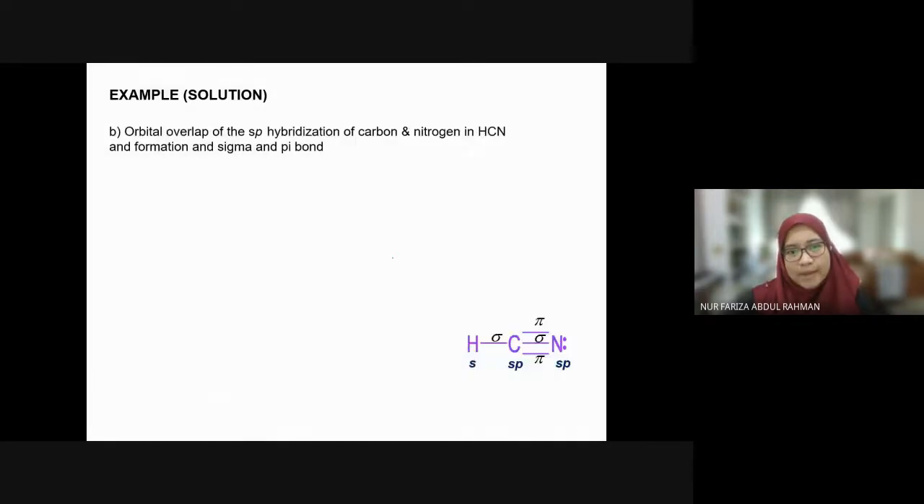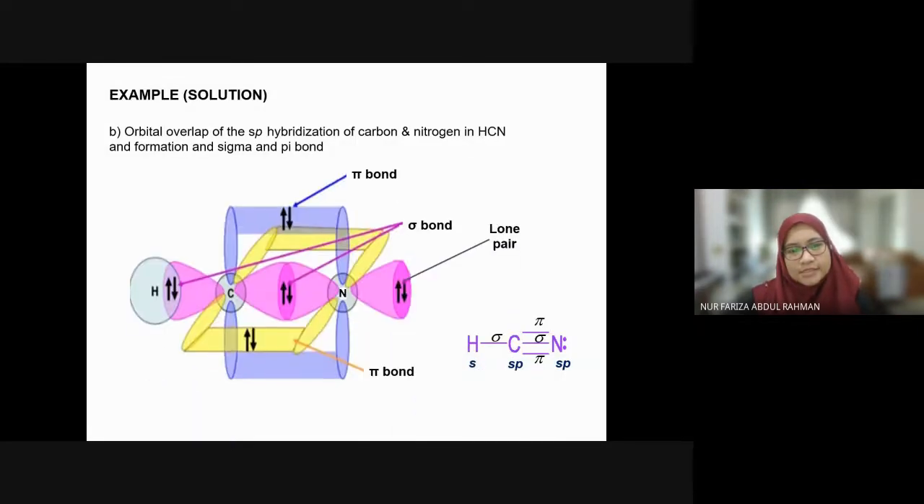This is the lone pair. Right, this is in terms of orbital diagram. Yeah, this is in terms of orbital overlap, guys. Orbital overlap. Okay, so basically the same as just now, tadi kita ada C triple bond C H H, right? So samalah kita draw for this one. As you can see, kita ada dua set of unhybridized P.